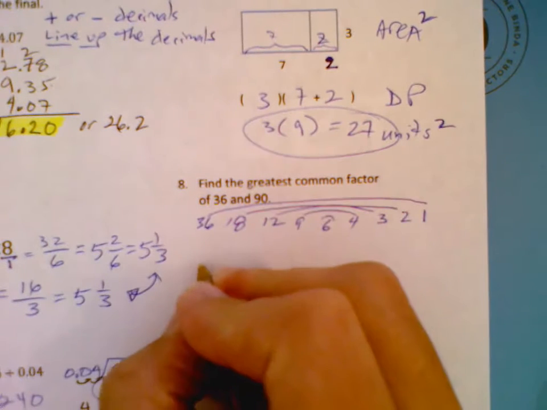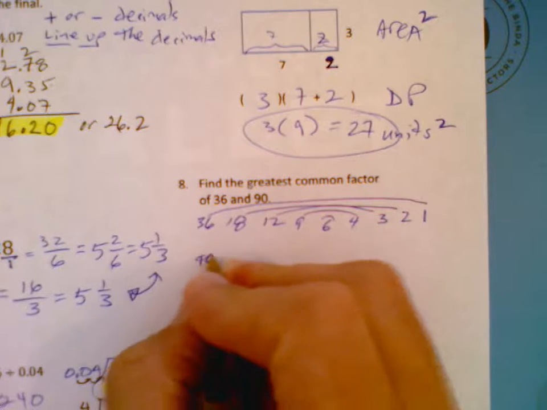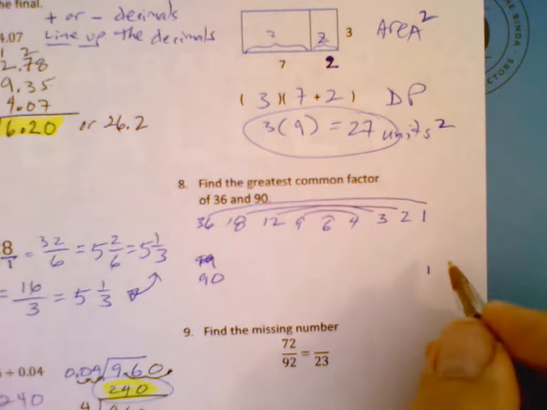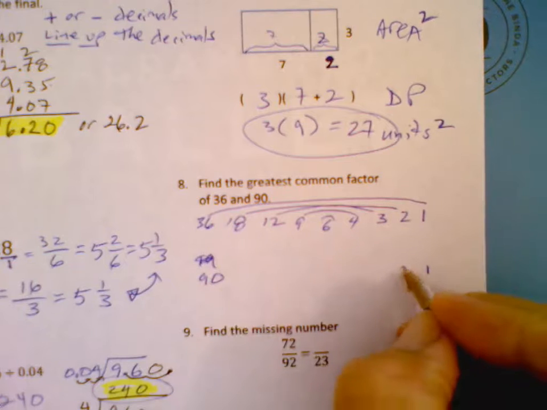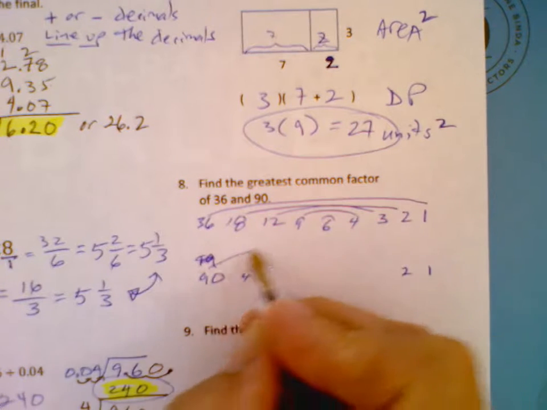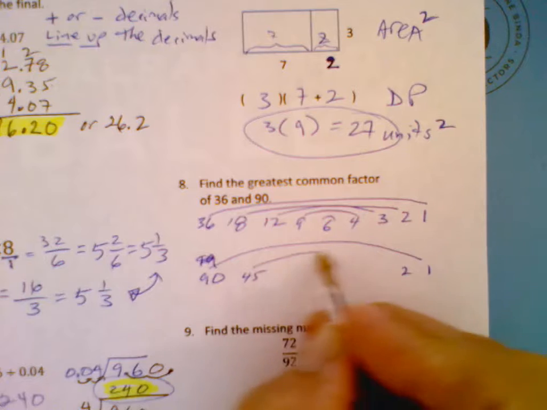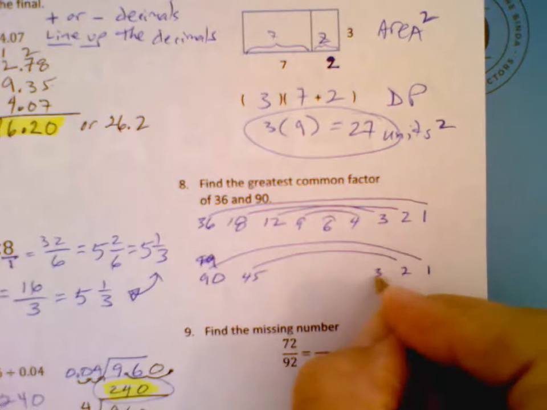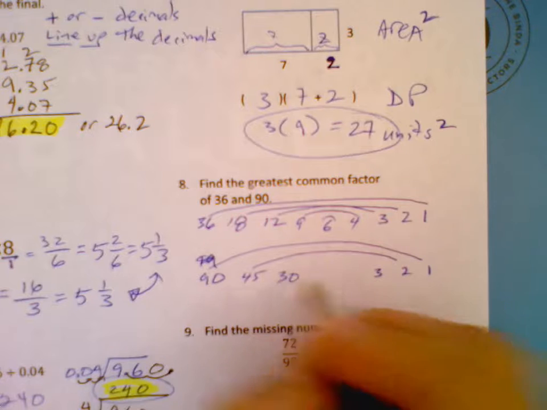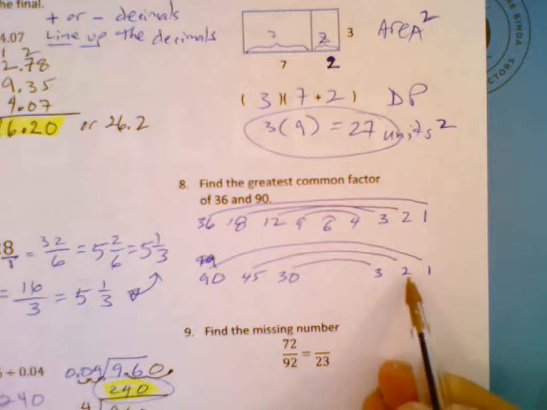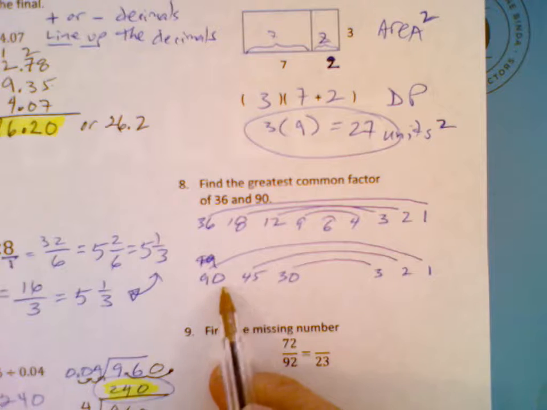Now I need to do the same thing for 90. Well, I know 1 and 90 are going to work. And this is even, so I know 2 is going to work. So 2 and 45, half of 90 is 45. Will 3 work? Yes. 9 is divisible by 3, so 90 is divisible by 3. So 3 times 30. Will 4 work? No, because when I divided it by 2, I got an odd number, so I didn't bother checking for it.